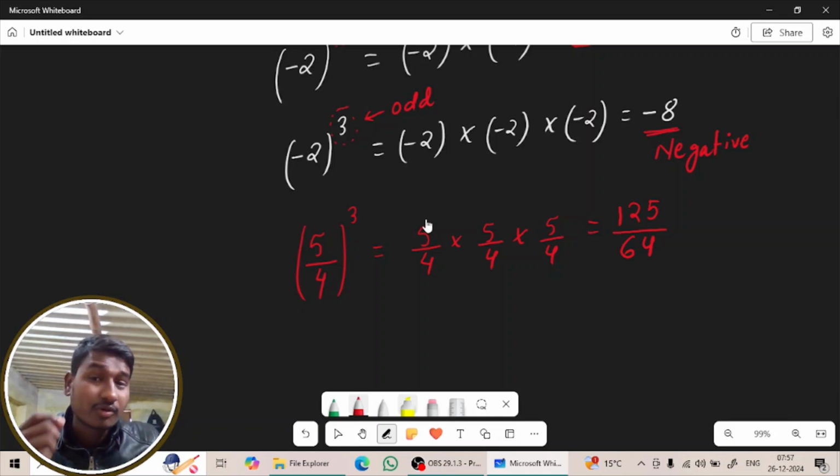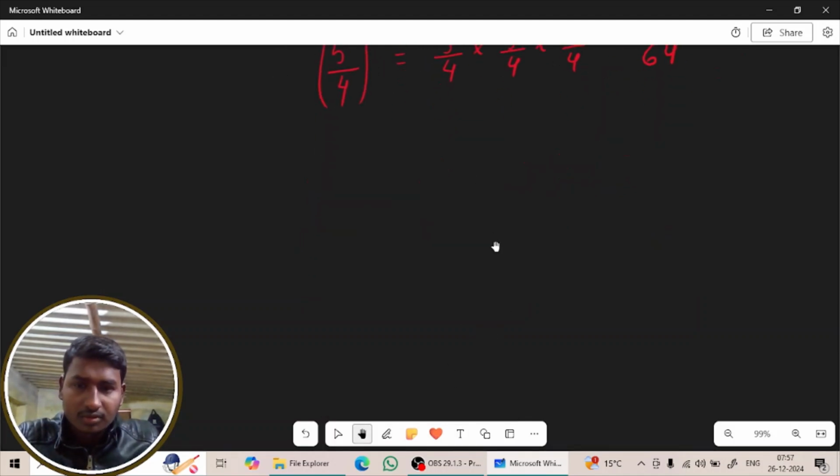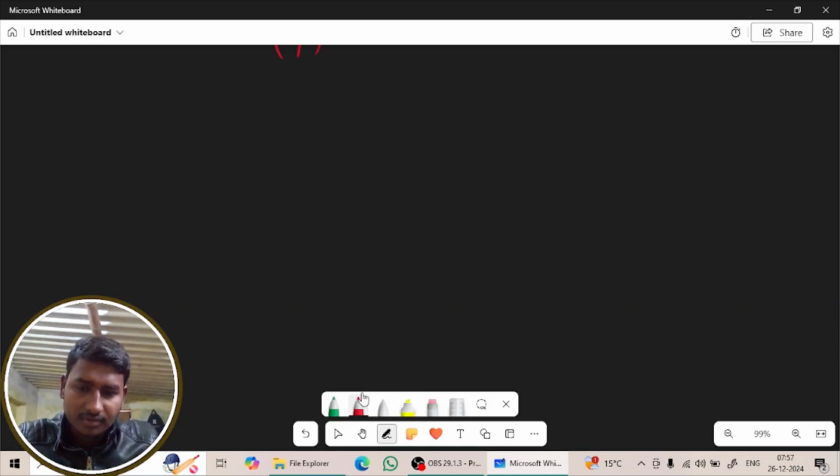Now let's talk about negative exponents. We talked about negative bases, positive bases, positive fractions, with positive exponents. Now let's talk about negative exponents. What happens when we have negative exponents? If we have a negative exponent, let's say I'm writing the number 4 with negative exponent 3, like negative 3 as an exponent. So what is the value of this?